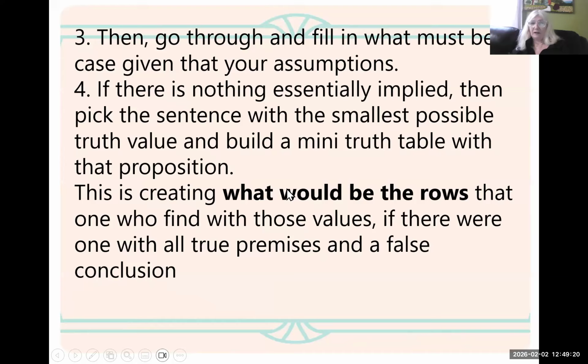Then you're going to go through and fill in what must be the case given your assumptions. If there's nothing essentially implied, then you pick sentences with the smallest possible truth value and you build a mini truth table with that proposition. This is creating what would be the rows that one could find with those values if there were one with all true premises and a false conclusion.